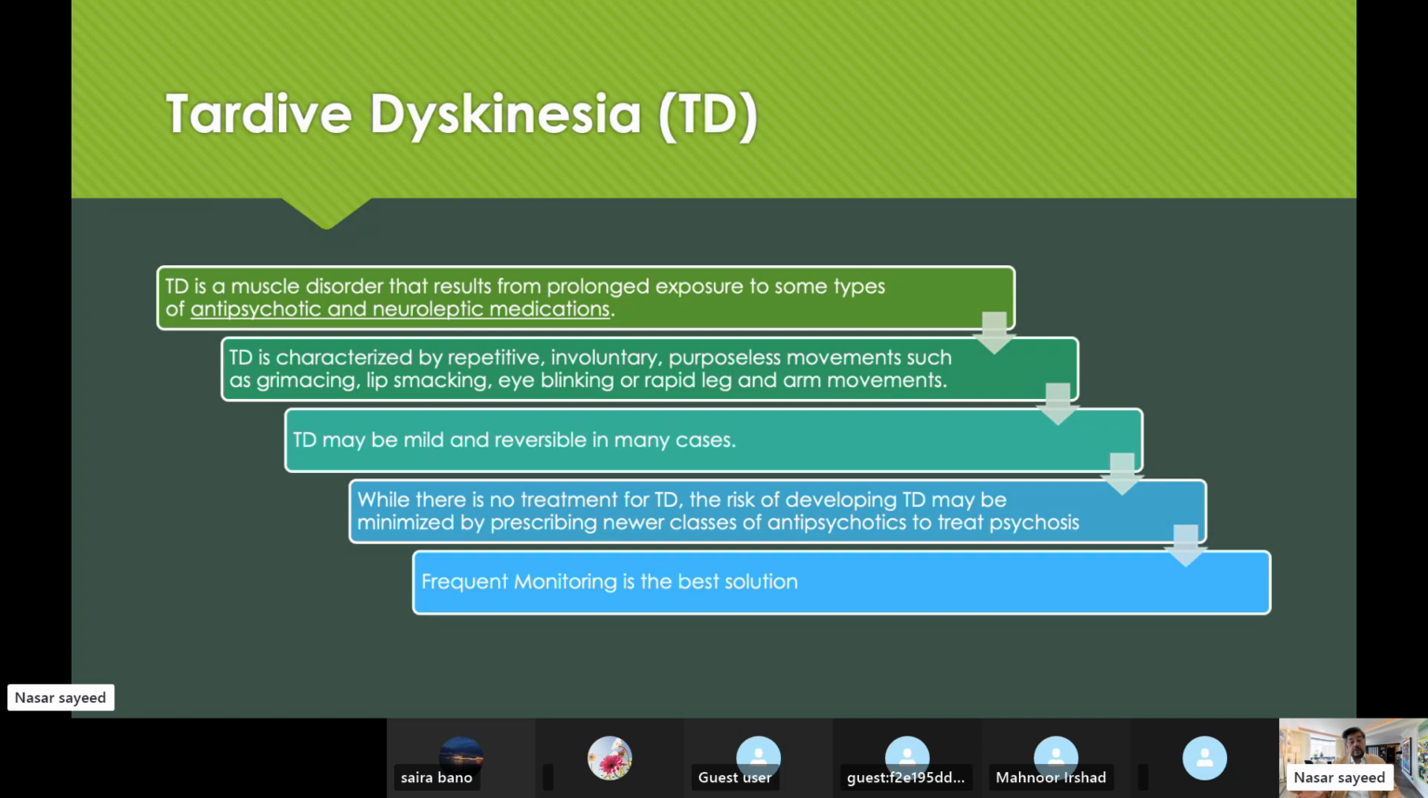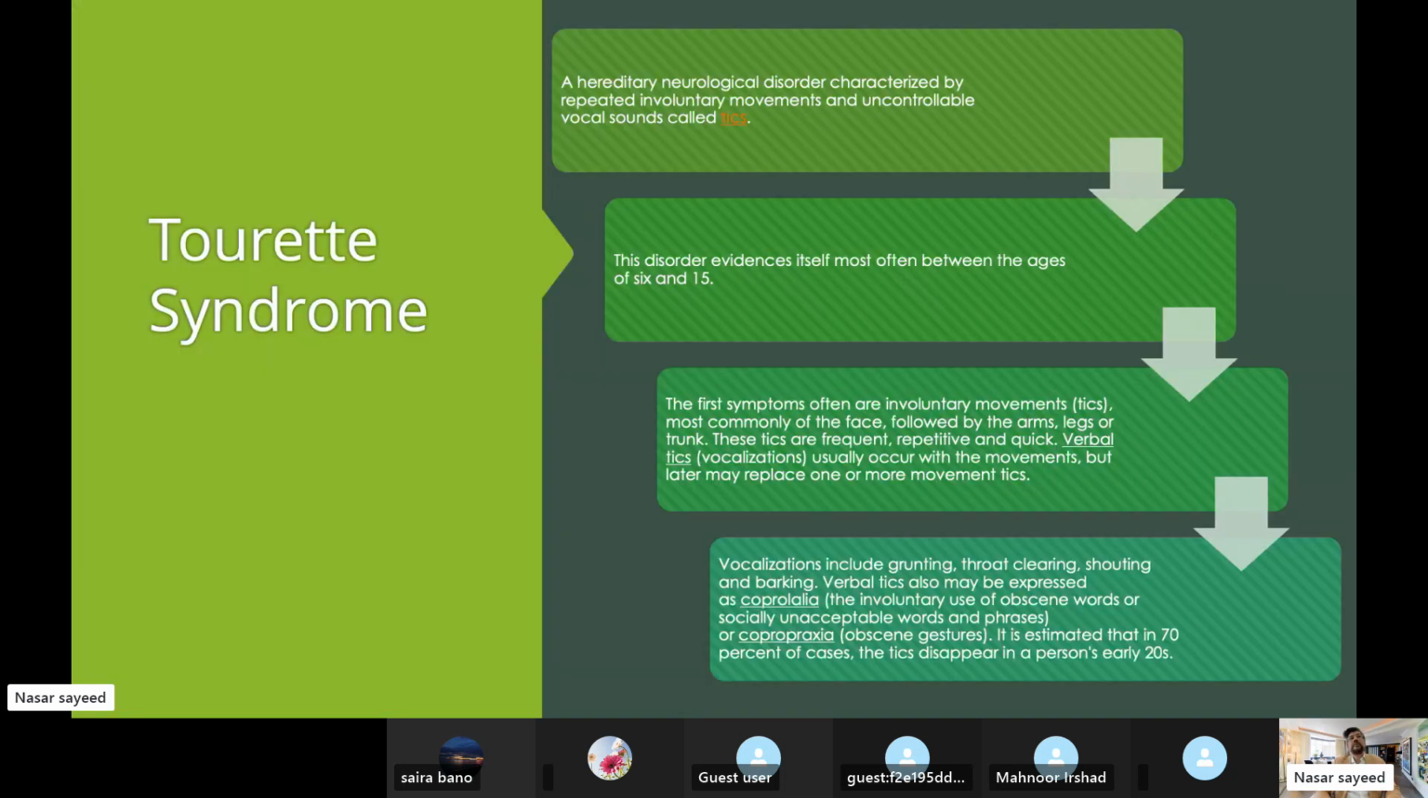TD may be mild, but most of the time, if it is established or severe, it is mostly irreversible. There is a long list of medications which you can try in tardive dyskinesia, but no conclusive medication is available for this treatment.